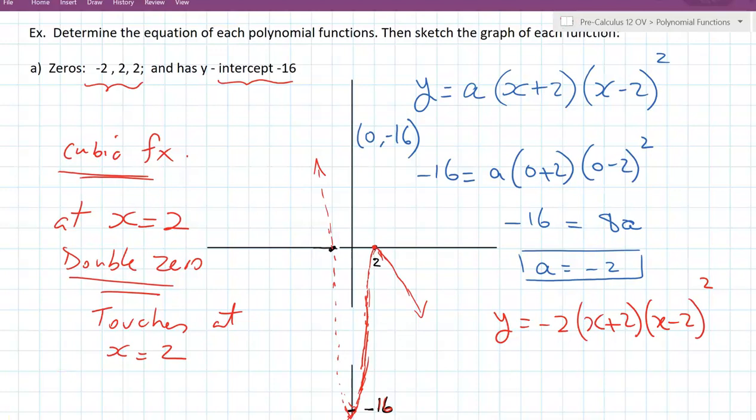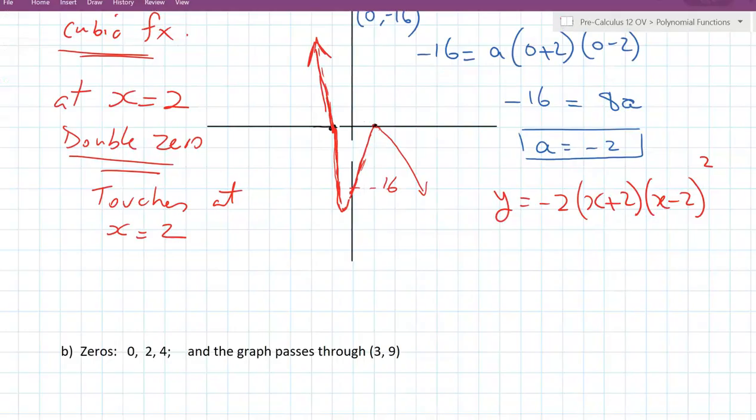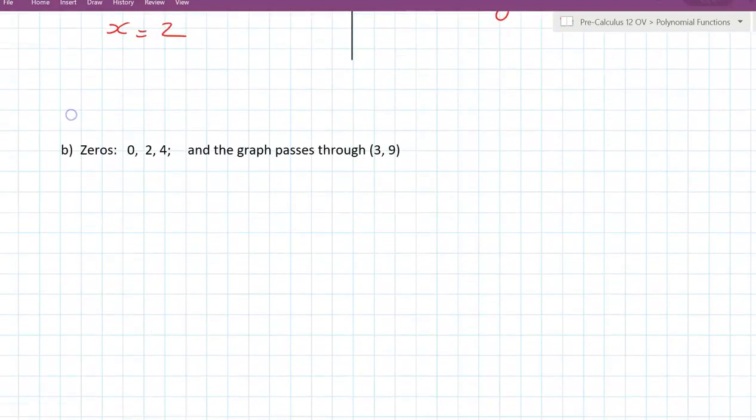Let's see if it's correct. So here is the graph, and our prediction was correct. In fact, -16 was not the lowest point for this part of the graph; it actually crosses the y-intercept and then went back up. And here is the point where positive 2 was the x-intercept, where we had a double zero and it bounces off the x-axis. Great. Okay, very good.